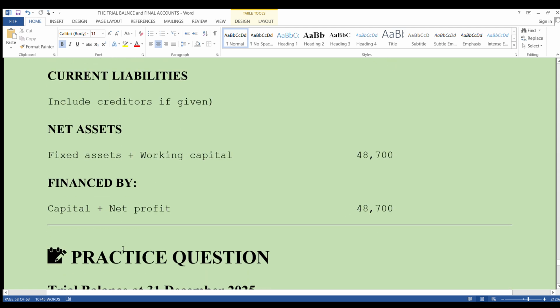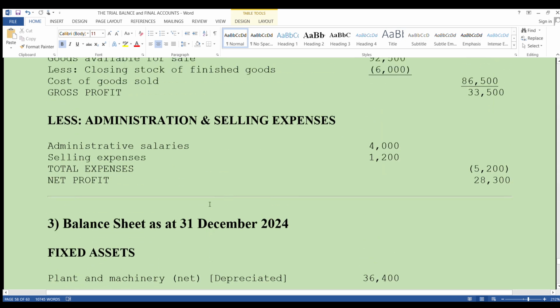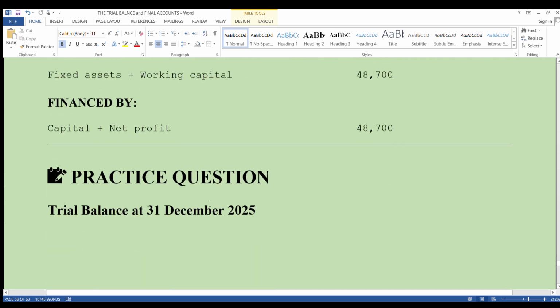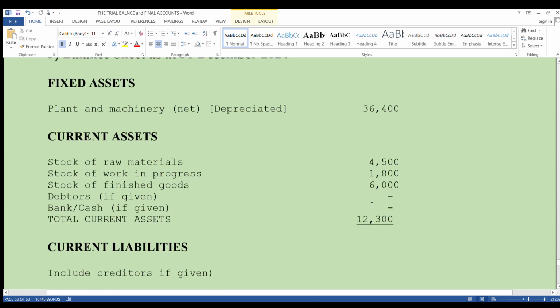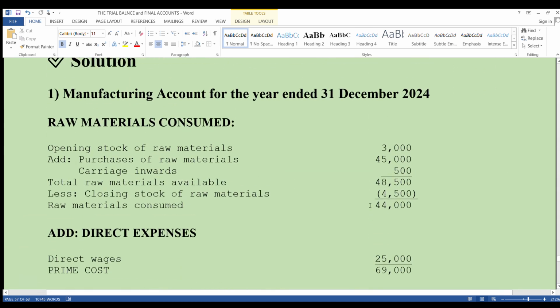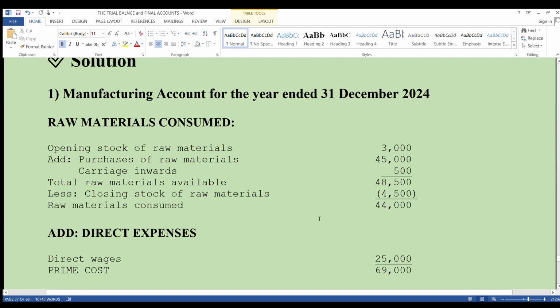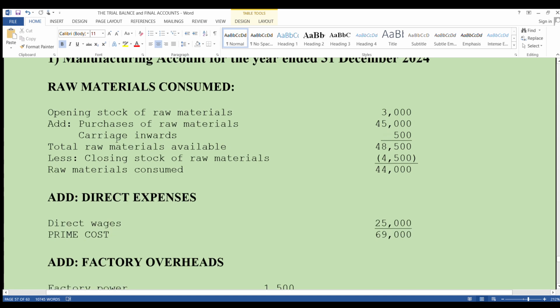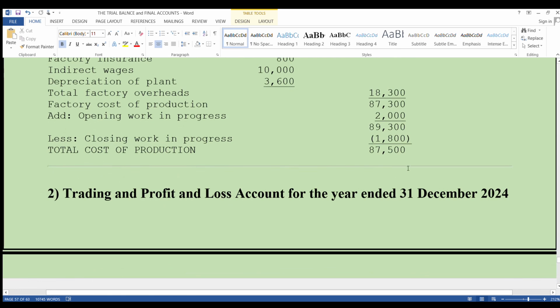Then again, you factor in capital and net profit. The net profit is the one you get from trade profit and loss account. Okay, that's the net profit. And also capital, if you have been given, you add the capital and the net profit, you get this figure. Okay, so in summary, the main point of this lesson was the manufacturing account, which has the cost of production. Okay, the aim of the manufacturing account is to find the cost of production, which starts with raw materials consumed, then you add direct expenses, you add factory overheads, and from there you'll be able to get the manufacturing cost.